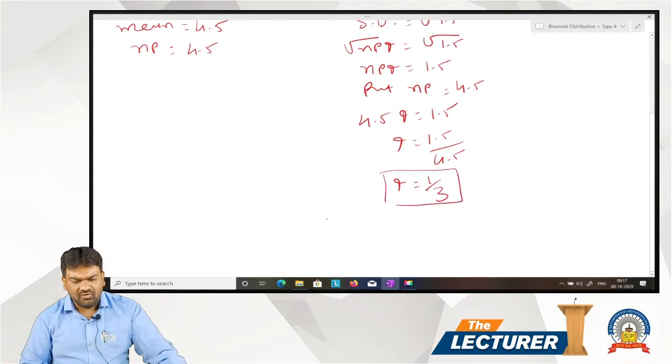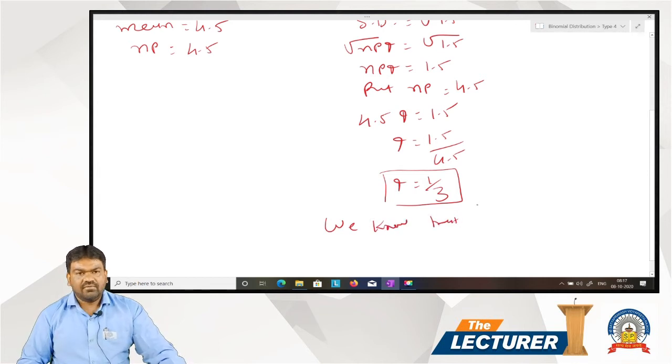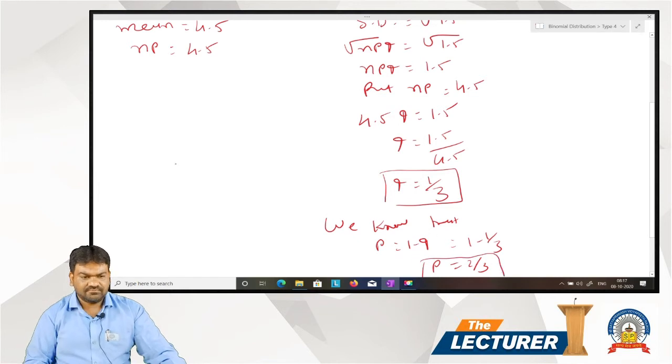Now we have to find out P. We know that P is equal to 1 minus Q. 1 minus 1 by 3, 2 by 3. This is our P. Put P is equal to 2 by 3.